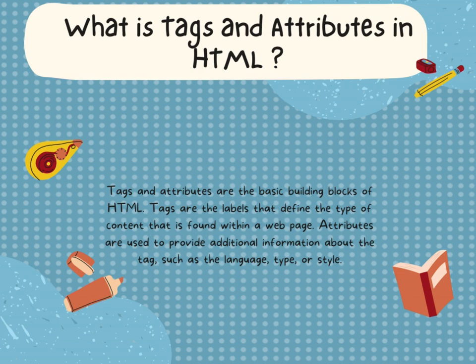Now, the most important part. Ready for the notes? Okay. Tags and attributes are the basic building blocks of HTML. This is the important point. Tags are the labels that define the type of content that is found within a web page.